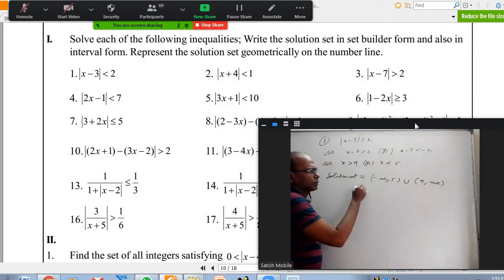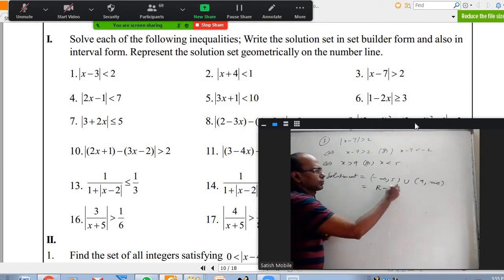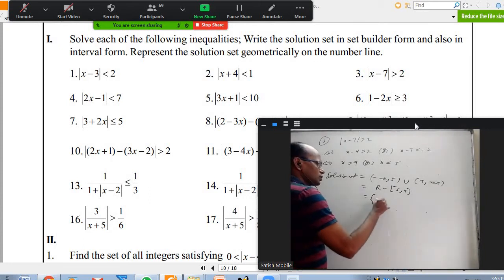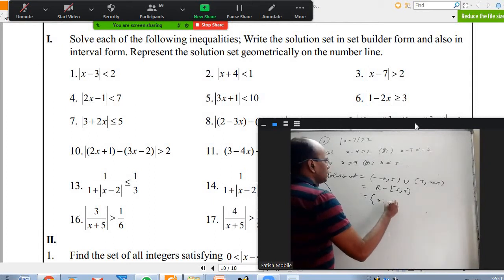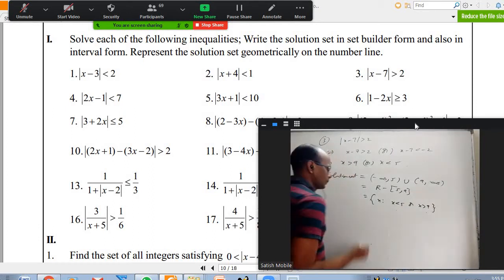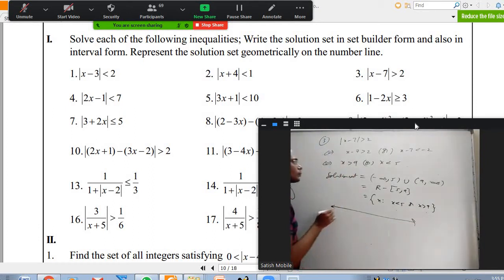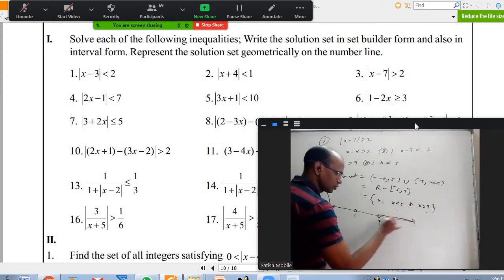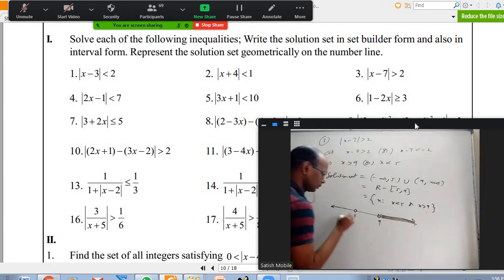You can also write, if you want, all real numbers minus closed interval 5 to 9. You don't want 5, you don't want 9, you don't want anything in between. Or x such that x less than 5 or x greater than 9. Number line: 5 is there, 9 is there. Everything after 9, everything before 5. All these things and all these things.